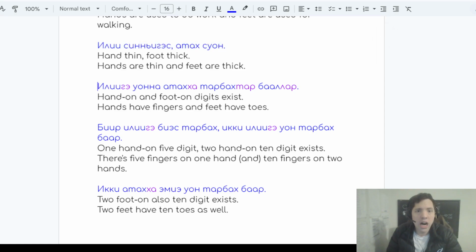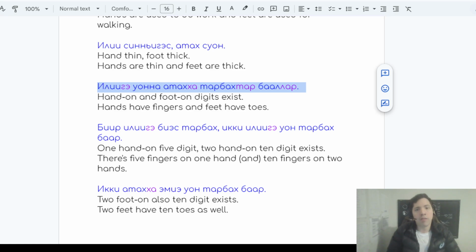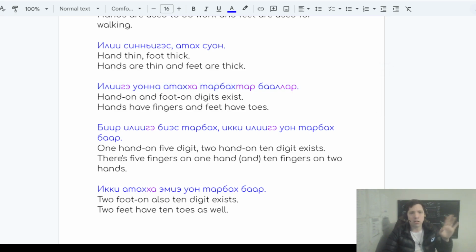Ili ke wanda ataka tarbaktar balar. Hands have fingers and feet have toes. Ilige wanda ataka tarbaktar balar. But you're literally saying hands on the hands and on the feet. There are digits. There are fingers slash. Wait. Yeah, fingers slash. Hands and fingers, feet. Yeah, yeah. They both have, because tarbach, you'll remember, is just fingers or toes. Either one. Okay. Whew, that's a lot of words.